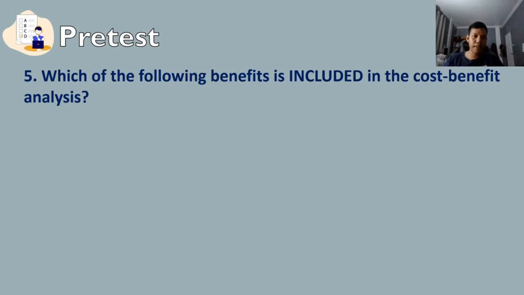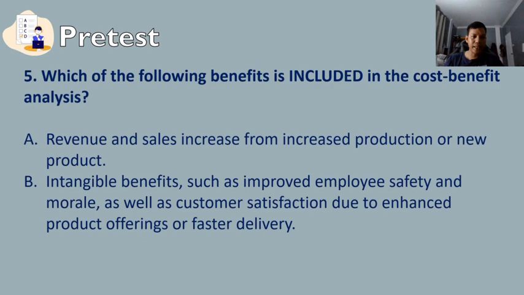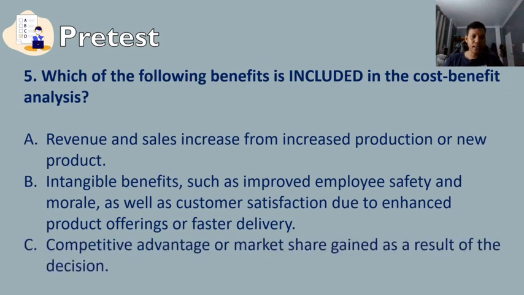Which of the following benefits is included in the cost-benefit analysis? Letter A, revenue and sales increase from increased product production or a new product. B, intangible benefits such as improved employee safety and morale, as well as customer satisfaction due to enhanced product offerings or faster delivery. C, competitive advantage or market share gain as a result of the decision. Or letter D, all of the above.